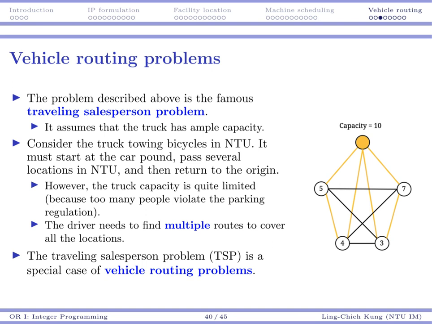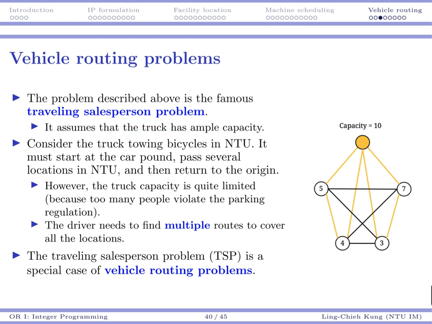So the problem described above is the famous traveling salesperson problem. Okay? It assumes that the truck or the car or the motorcycle used by the post officer can bring the things that he needs to bring. There's no capacity issue. All right?